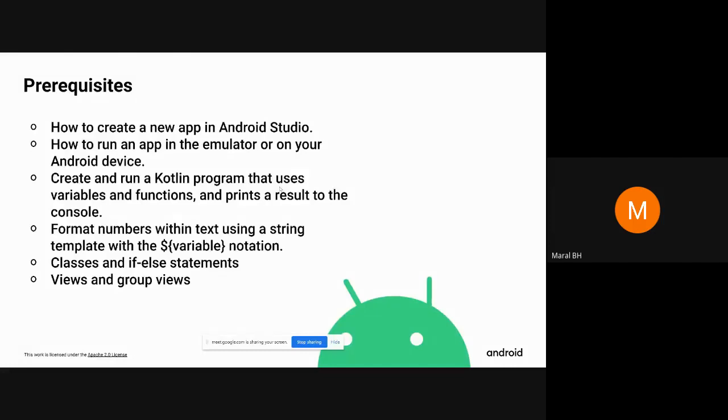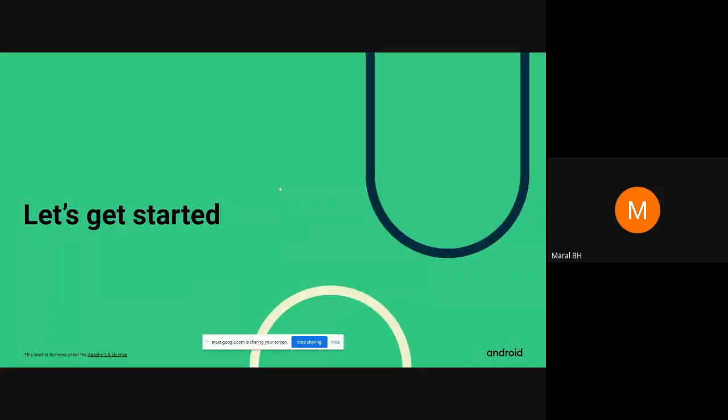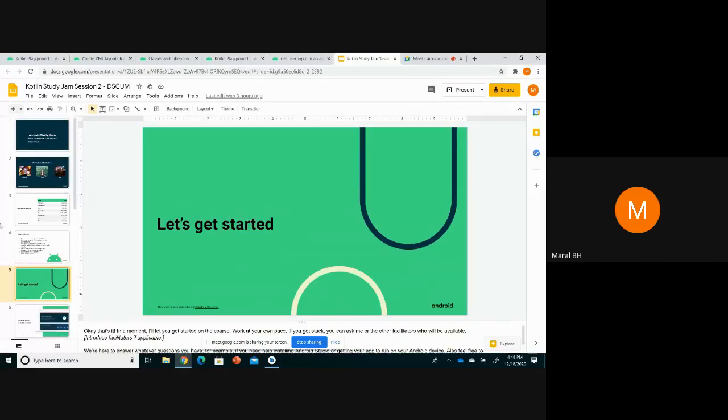About classes, if also statement. We learned about view and view groups that they shape our Android app UI, and we created our dice rolling app. So let's get started with this session.